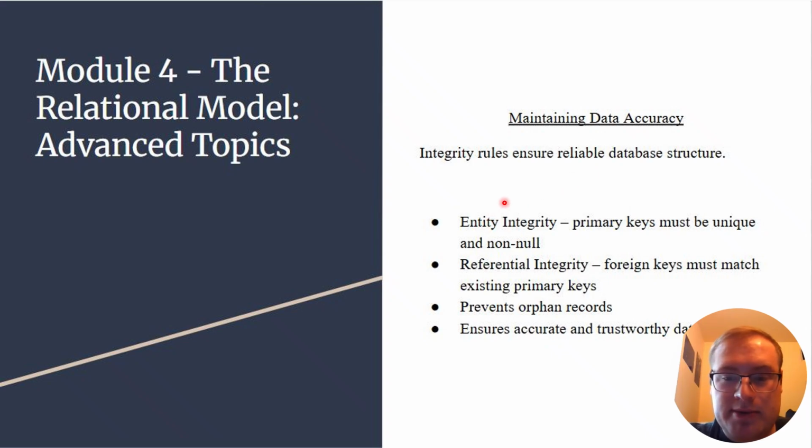Entity integrity: primary keys must be unique and not null. Referential integrity: foreign keys must match existing primary keys, and this helps prevent orphan records and ensures accurate and trustworthy data.